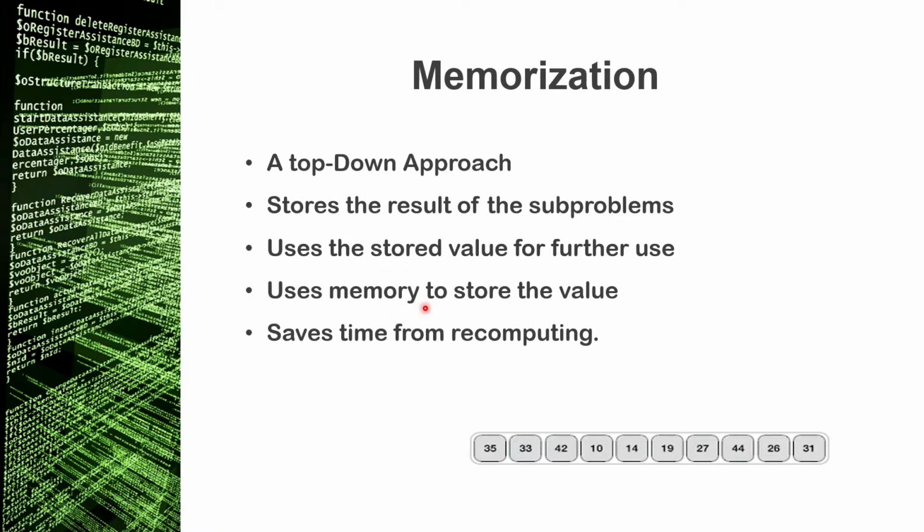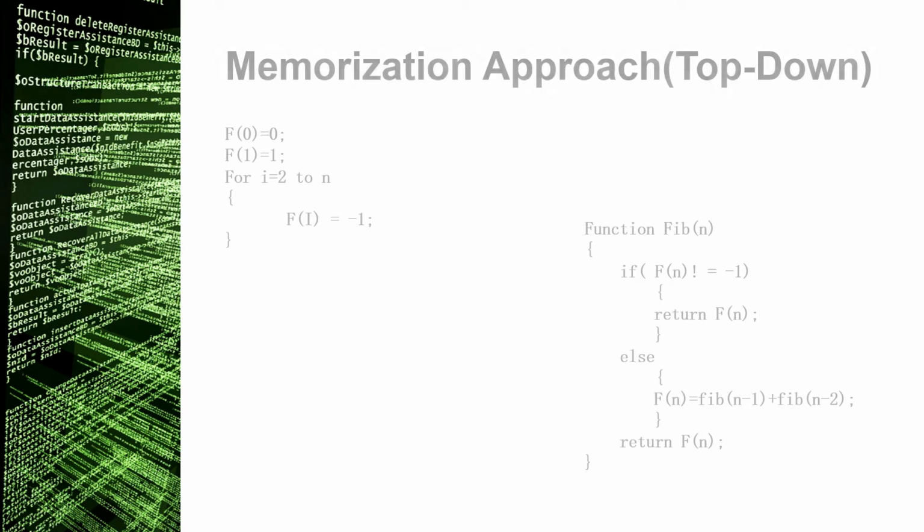As you can see from the definition, in this approach memory is used to store the data, but as the values are stored and used multiple times, it saves computational time. In the memoization approach, the first and second elements of the array are set to 0 and 1 by default, and the rest of the elements are set as -1.